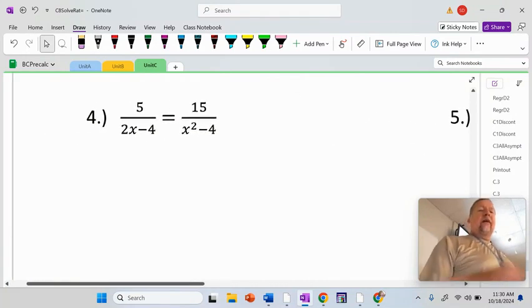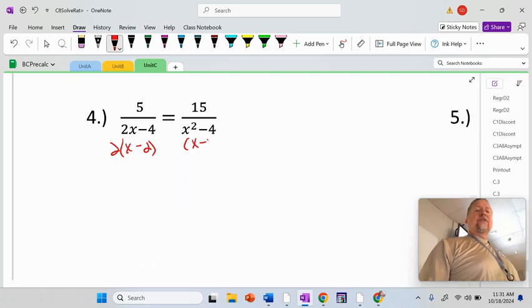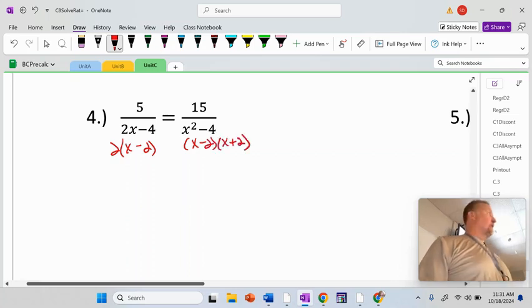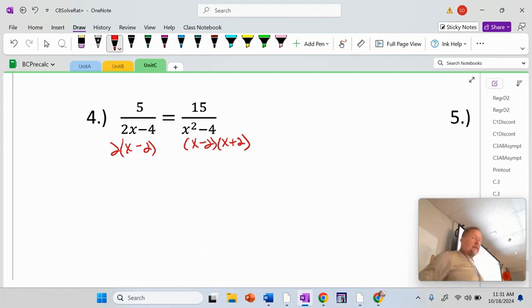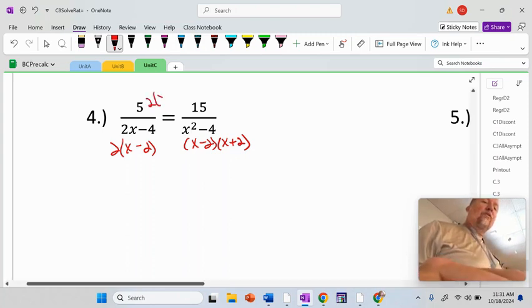All right. Here's how you do this on a test. I factor, and then I understand what the LCD is. What is the LCD? 3, 2, 1, go. 2 times x minus 2 times x plus 2. And then you shove that in each numerator, because you understand whatever I do to one side, I do to the other. I multiply both sides by this.